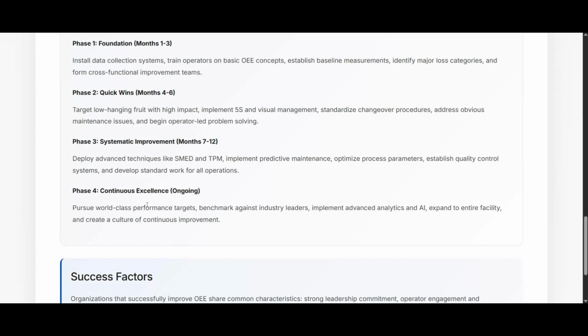The final phase, called continuous excellence, is ongoing. It never really ends. Here, the goal is world-class performance. You benchmark against the best in your industry, leverage AI and advanced analytics, and expand successful methods across the entire facility. But remember, those alone don't make the difference. The real success factors are leadership, commitment, operator engagement, reliable data, and structured problem solving. Improving OEE is not a sprint, it is a marathon that requires discipline, patience, and a culture that rewards continuous learning.